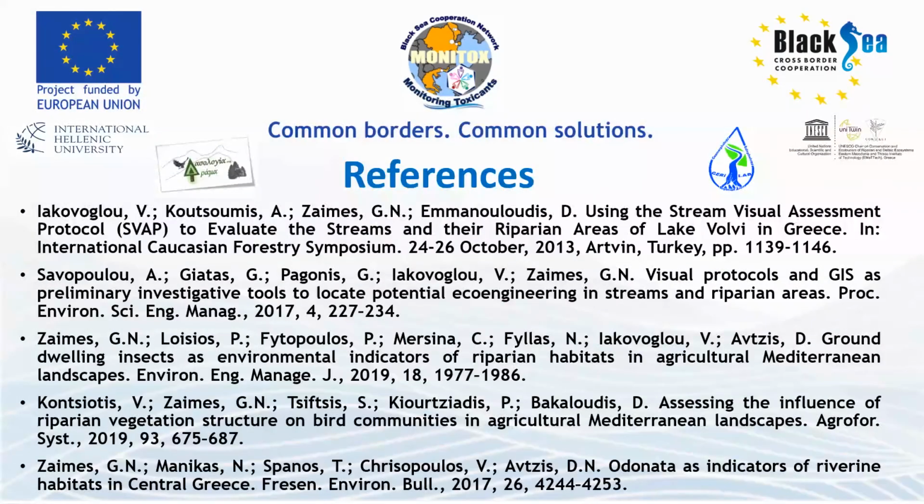Now, as we said, we have modified the SVAP. So the first two references can give you some information about the modified SVAP. And the last three references are about the bioindicators we have used: small birds, the ground-dwelling insects, and the dragonflies.